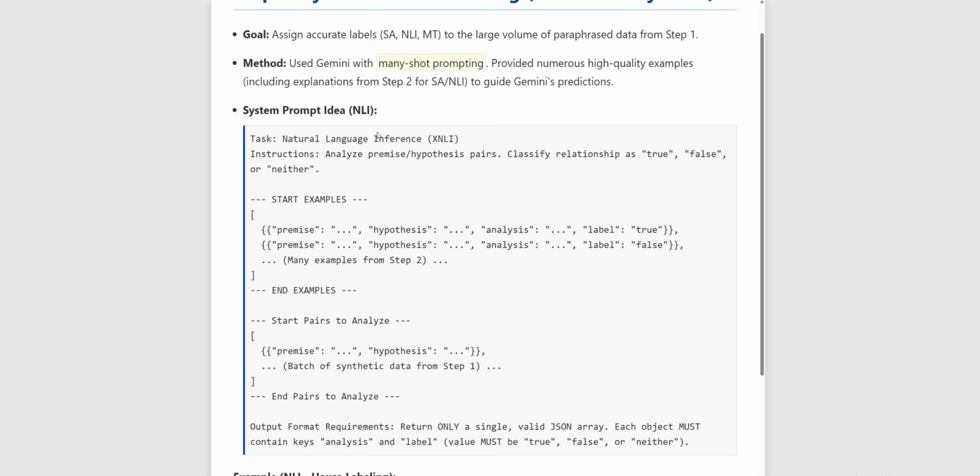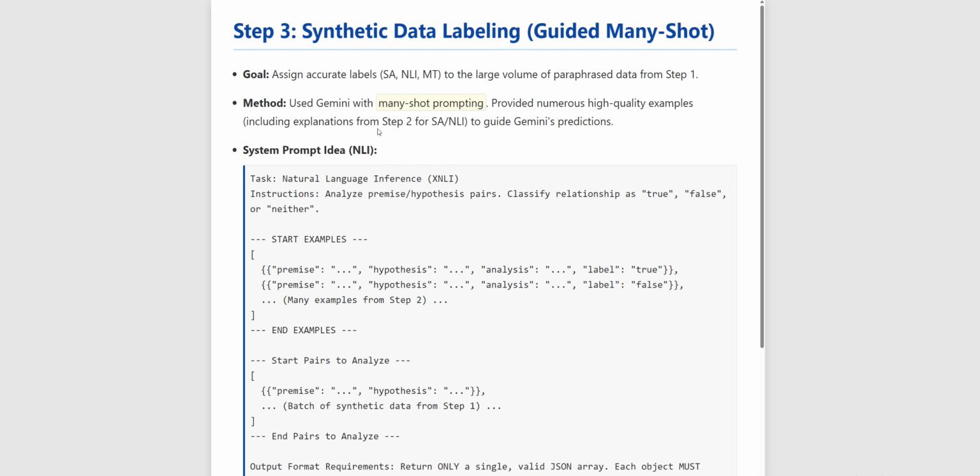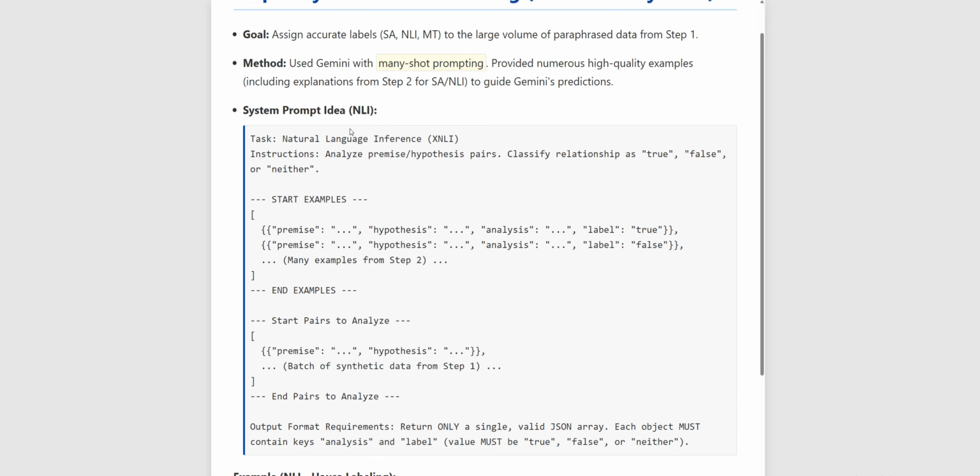What's great about this approach is that by providing those examples with detailed analyses, Gemini not only gives us labels, but also explains its reasoning before the final answer. This is a powerful technique known as chain of thought prompting. It also helps us verify the quality of the synthetic labels.